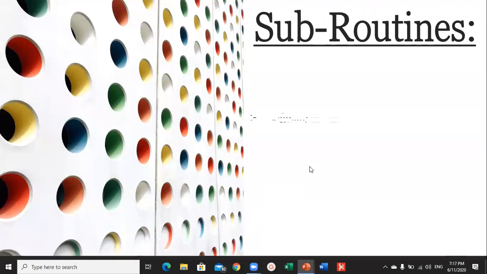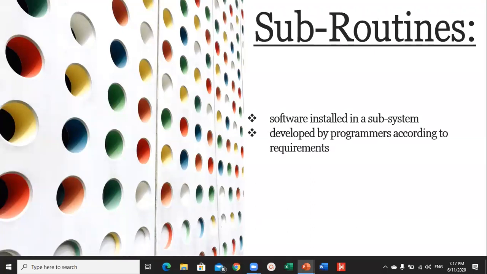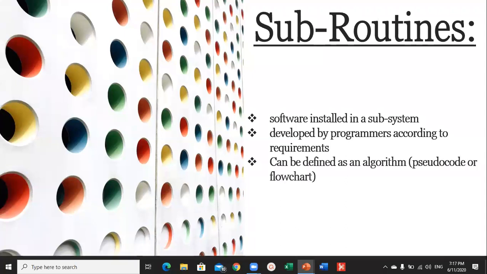Okay, class, now what are subroutines? They are also software installed in subsystems, developed by programmers according to requirements. These programs are designed at the moment for these subsystems by the programmers at the development stage. They are self-developed or in-house developed programs, right? They have nothing to do with software markets. They can be defined as an algorithm, pseudocode, or flowchart. Subroutines need to be defined properly to the user.